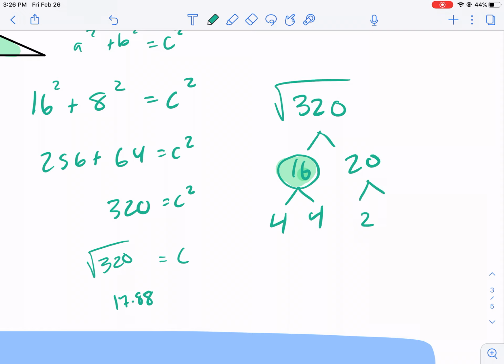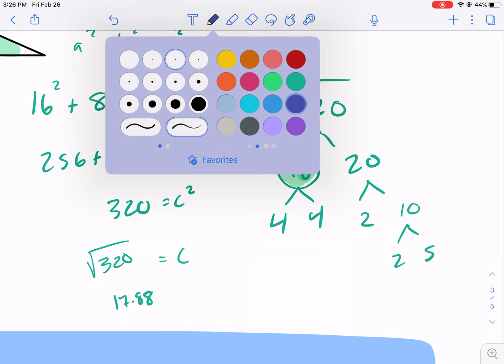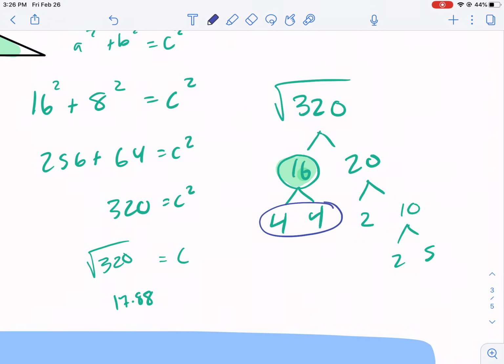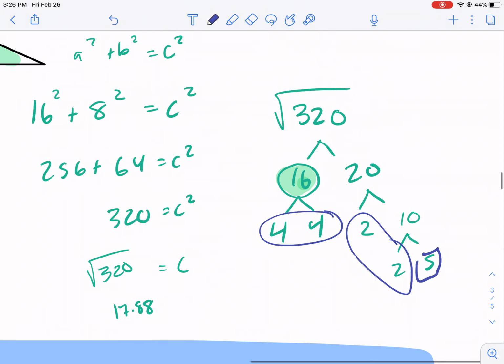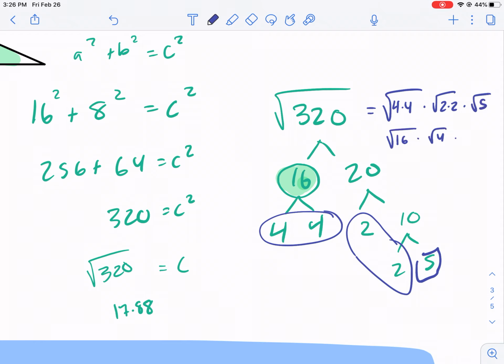Now I'm going to break this down into its prime factors. Normally I break it down into 2 and 10, 2 and 5, and I'm done. Now I'm going to circle all my doubles here. I'm going to circle this double and box the single. You have to have a pair to leave the house. So I could rewrite this as the square root of 4 times 4 times the square root of 2 times 2 times the square root of 5. That's the square root of 16 times the square root of 4 times the square root of 5. The square root of 16 equals 4, times 2, times square root of 5. That's 8 radical 5.